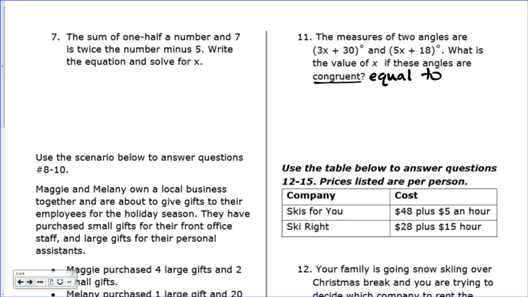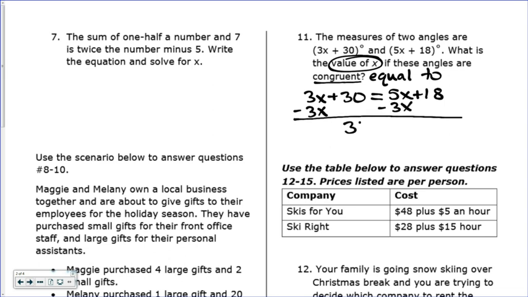I want to make both of those angles equal to each other. So 3x plus 30 has to equal 5x plus 18. And I need to figure out what value of x will make that statement true. Okay? I'm going to move my 3x. That way I still have a positive variable. 5x minus 3x is 2x. Since I moved all my variables to the right side, now I have to move my numbers to the left.